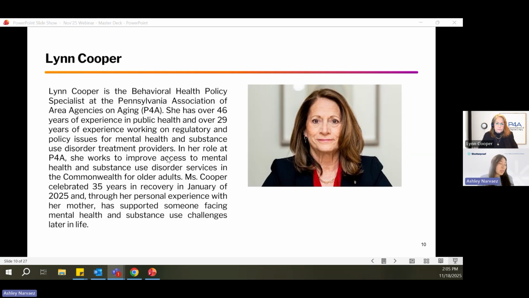Lynn Cooper is a behavioral health policy specialist at the Pennsylvania Association of Area Agencies on Aging. She has over 46 years of experience in public health and over 29 years of experience working on regulatory and policy issues for mental health and substance use disorder treatment providers. In her role at P4A, she works to improve access to mental health and substance use disorder services in the Commonwealth for older adults.